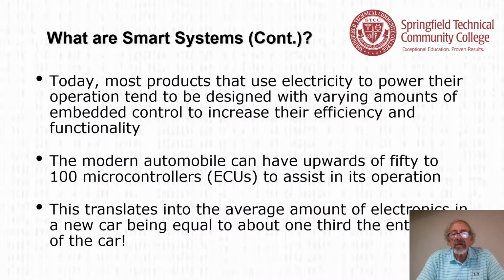So today, most products that use electricity to power their operation tend to be designed with varying amounts of embedded control to increase their efficiency and functionality. In fact, a modern automobile can have upwards of 50 to 100 microcontrollers, we call them ECUs in that industry, to assist in its operation. Now, this translates into the average amount of electronics in a new car being equal to about 1/3 the entire cost of the car. That's quite impressive.